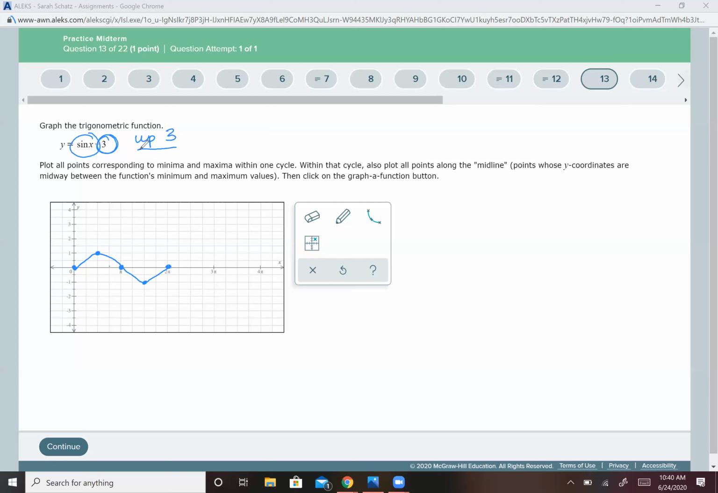Well, it's going to look just like this, except every single point moves up 3. So this is not stretching it like amplitude and leaving it on the x-axis. This is actually picking it up and moving it up 3 units.